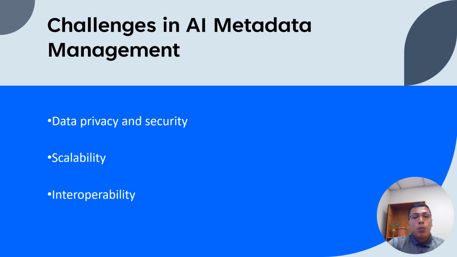There are also privacy and security concerns. As metadata often contains sensitive information about the data, models, and processes used in AI systems, ensuring its privacy and security is of utmost importance. This involves implementing robust access controls, encryption, and anonymization techniques, as well as adhering to relevant data protection regulations and guidelines. Safeguarding the privacy and security of metadata is essential for maintaining trust and confidence in AI systems.